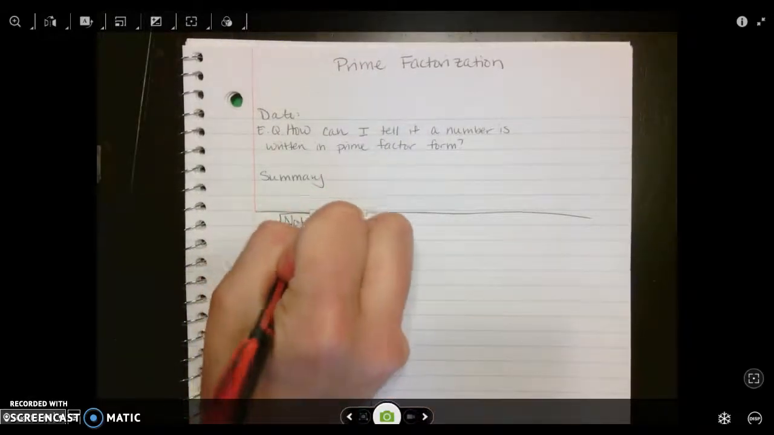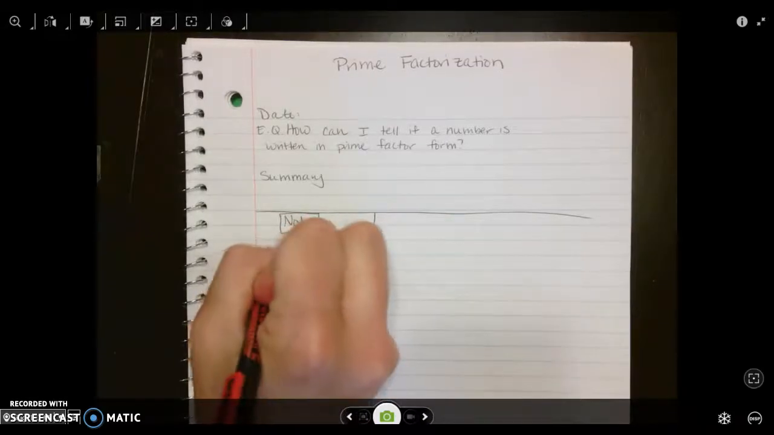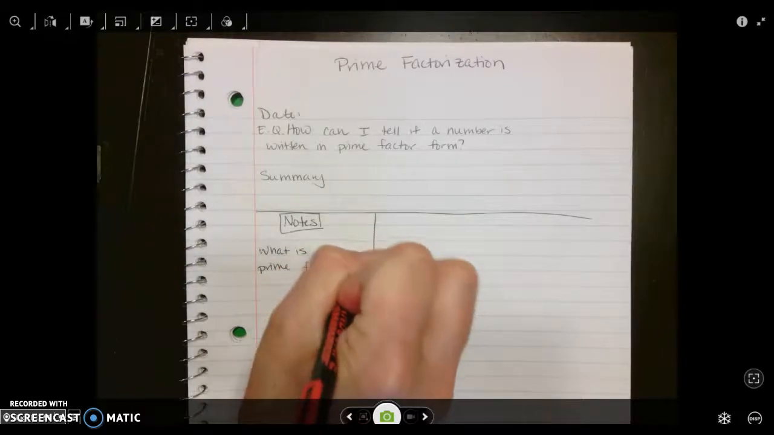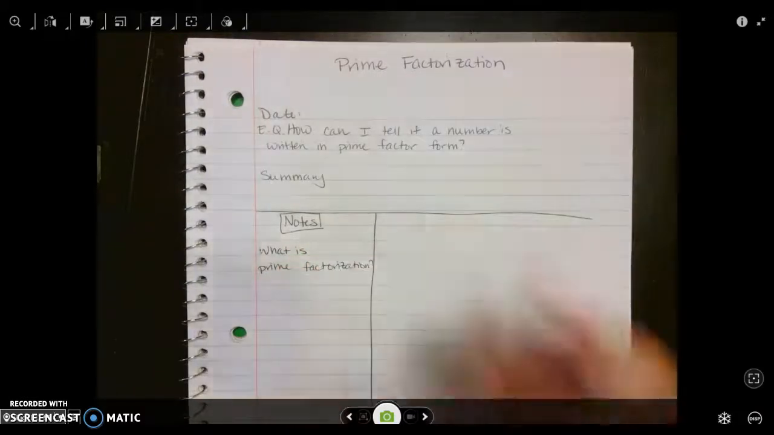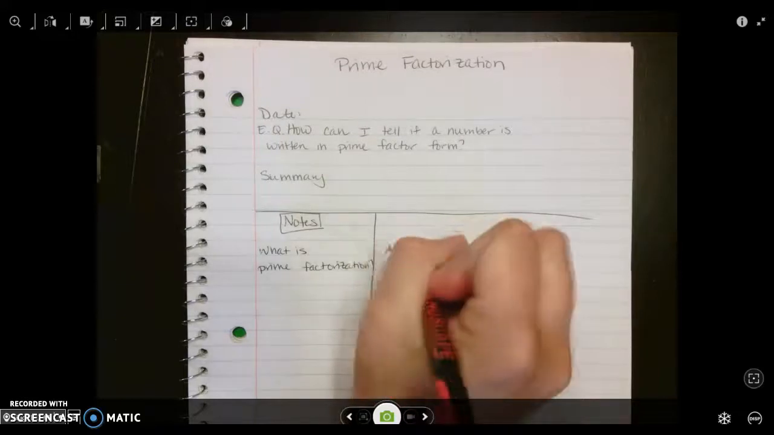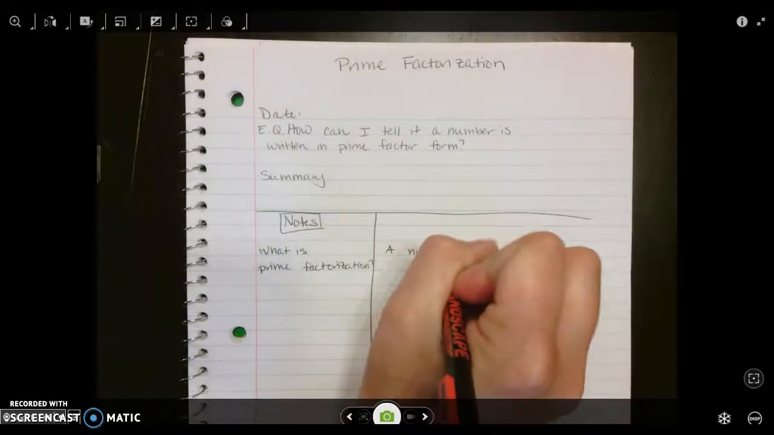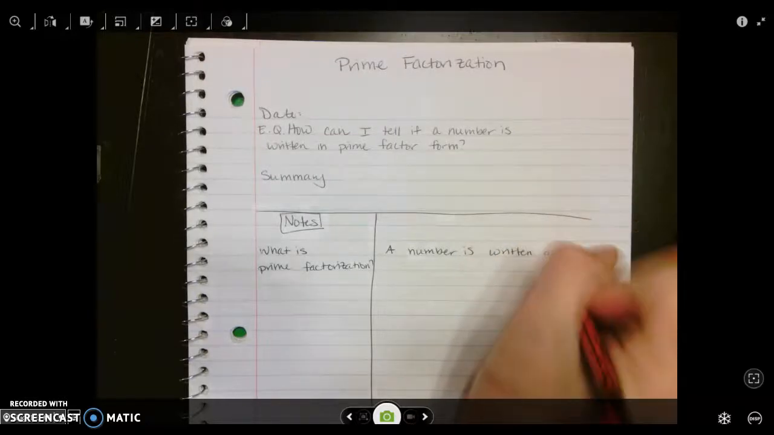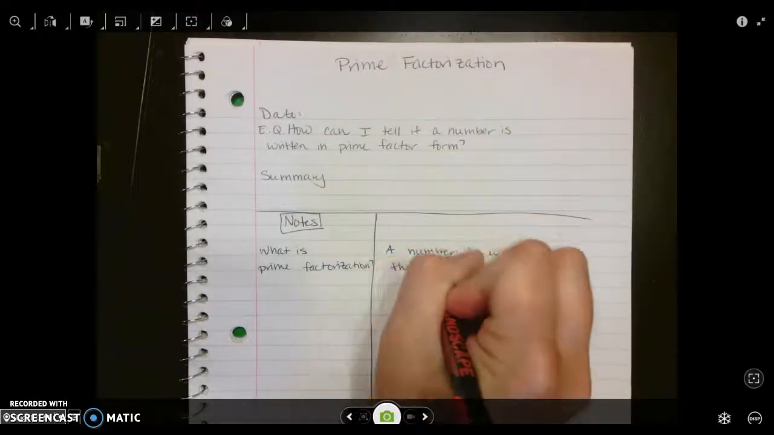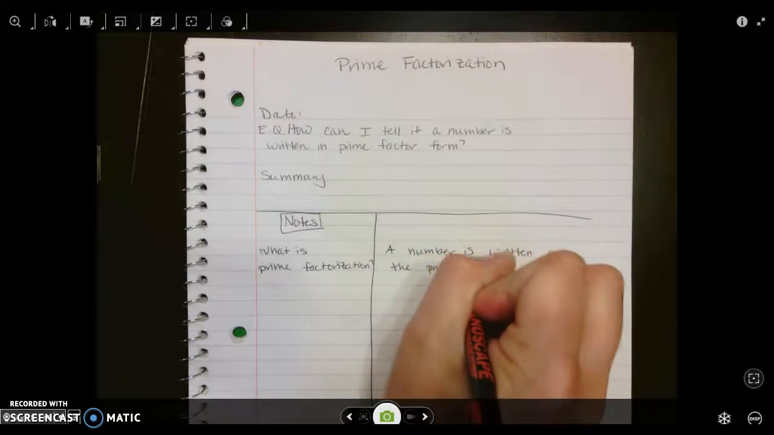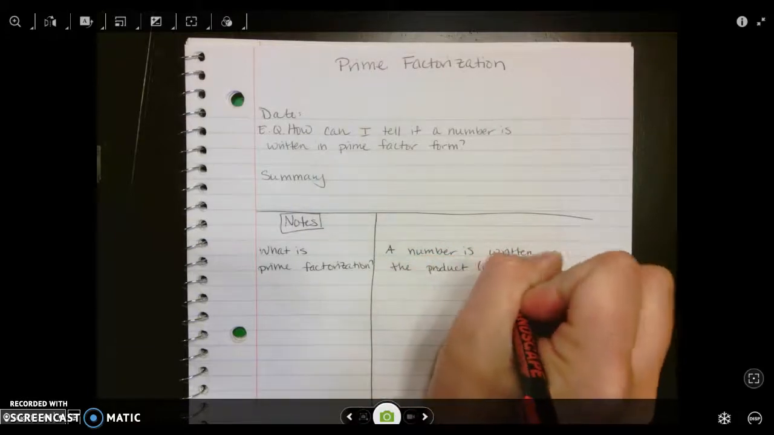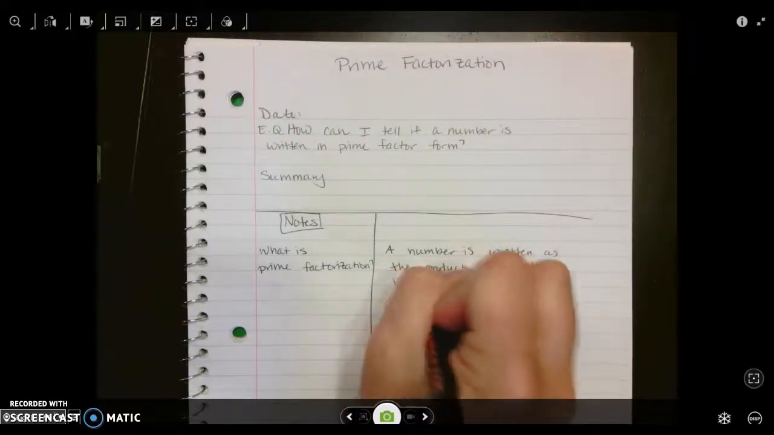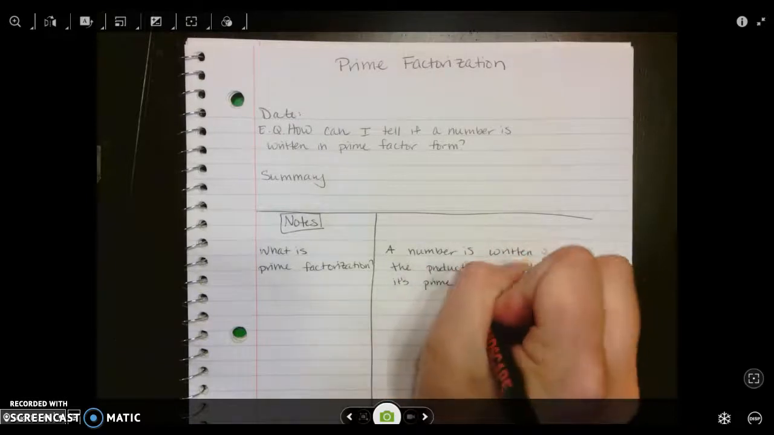What is prime factorization? It is when a number is written as the product, remember that means multiply, of its prime factors.